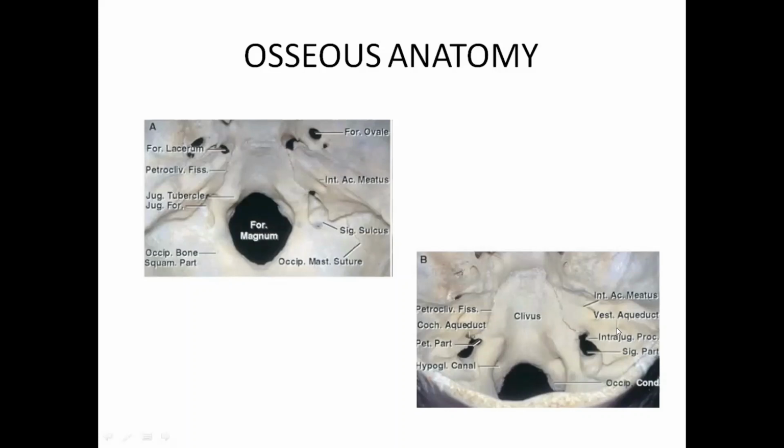Also the vestibular aqueduct, which can be seen on the posterior part of the temporal bone. This is the posterior aspect of the temporal bone, just lying superolateral to the sigmoid portion of the jugular foramen. These are the occipital condyles, which are located inferiorly. This is the squamous part of the occipital bone.